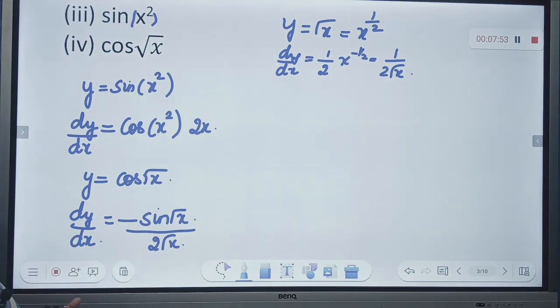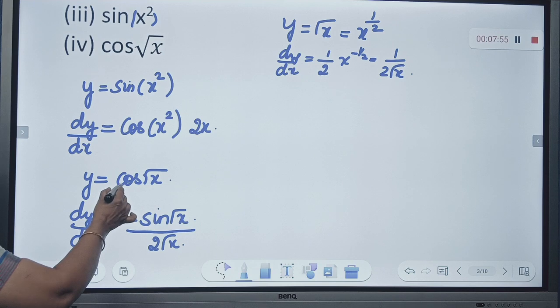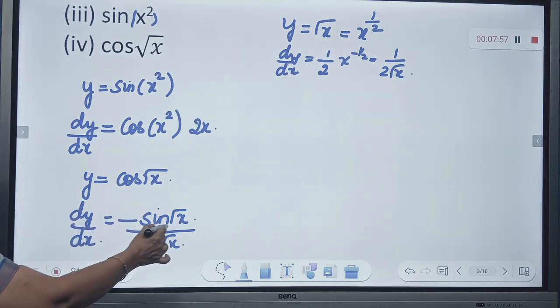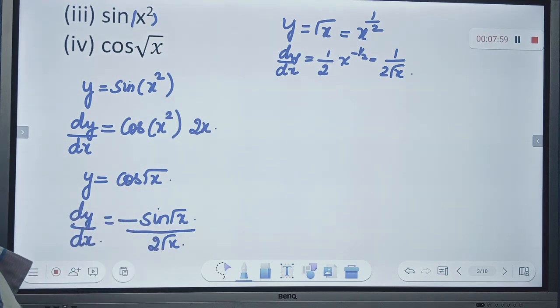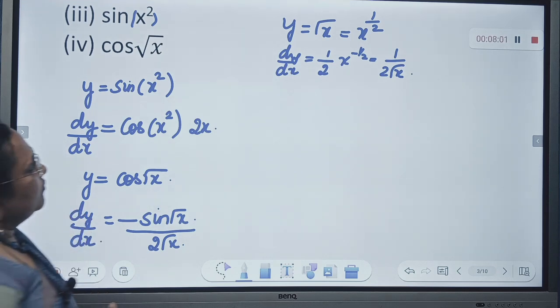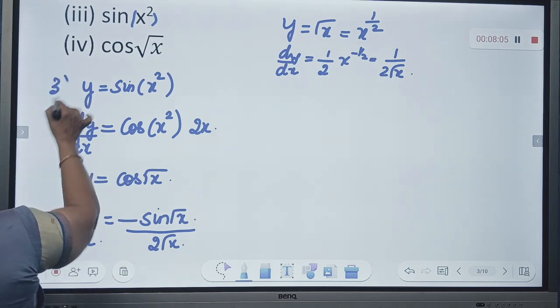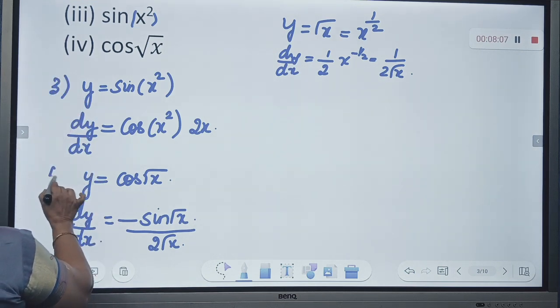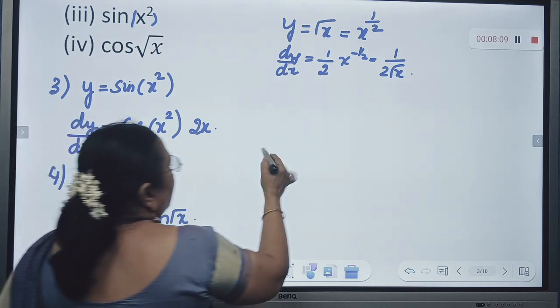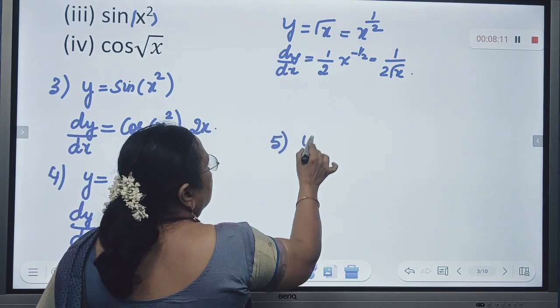What is the geometrical meaning? For this curve, the slope of the tangent is given by minus sin root x by 2 root x at any point. This is your third sum and this is your fourth sum. I can give some more examples.